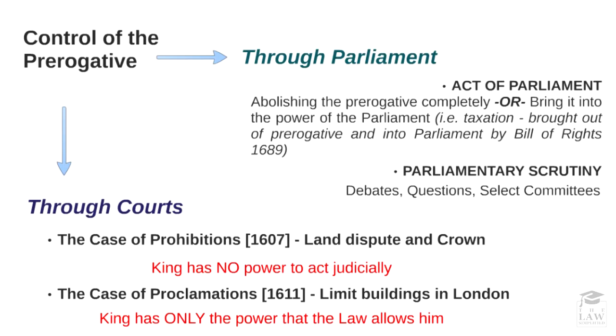Courts have also, on occasion, controlled prerogatives from having excessive power over certain institutions as well as individuals. For instance, the case of prohibitions in 1607, where it was declared that the king has no power to act judicially. The case of proclamations in 1611 also noted that the king has only the power that the law allows him.